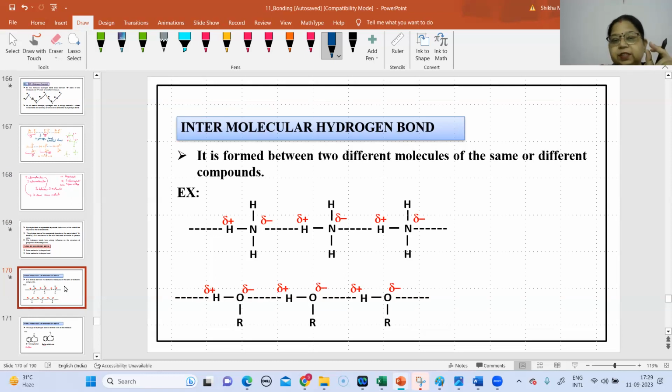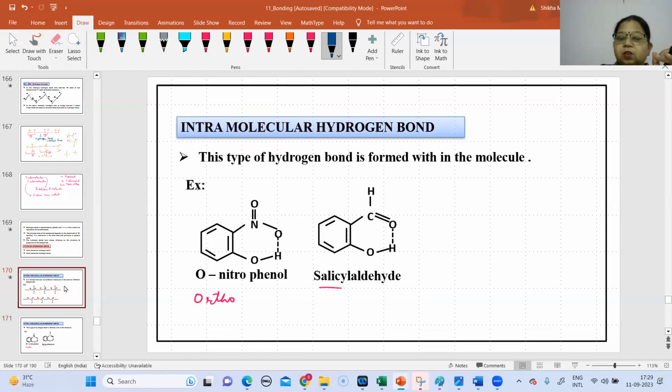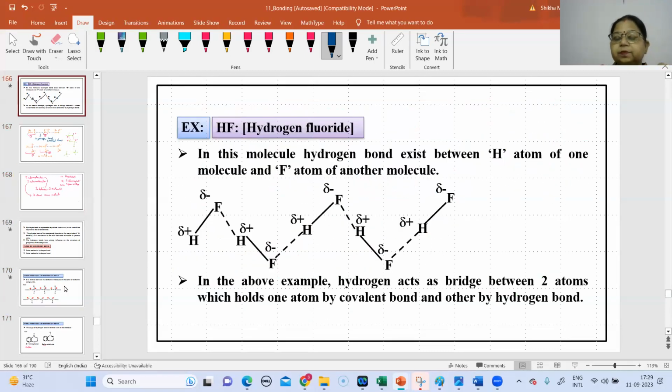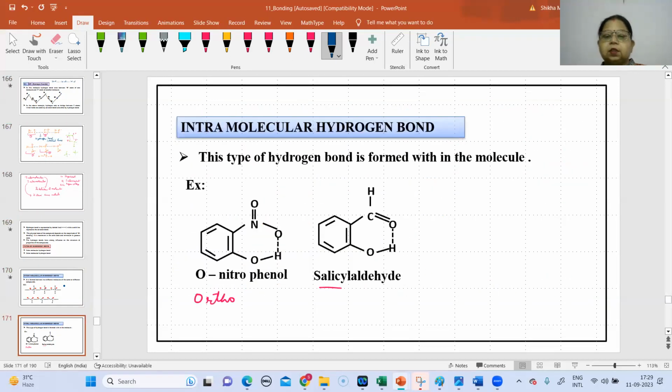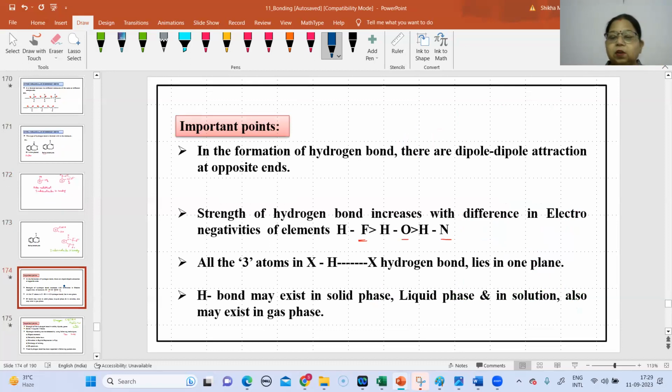In the last class, we discussed ammonia, water, and HF to begin with, right? You can draw it in a straight line as well as in a zigzag fashion, as you can see here. That means HF one molecule, HF another molecule, HF another molecule. You can draw hydrogen bond lines in a straight line also, right? Bond angles, the zigzag lines and the straight lines become more important for us when we talk about chemical bonding, specifically hybridization, right?